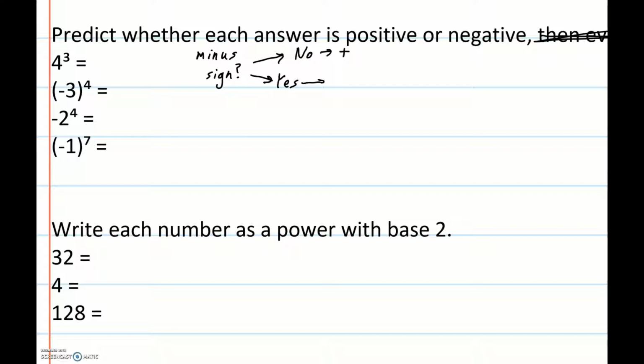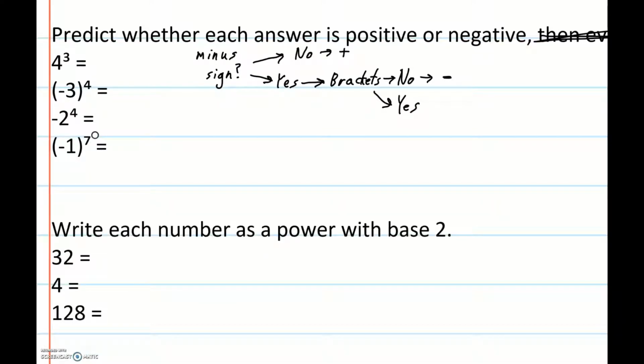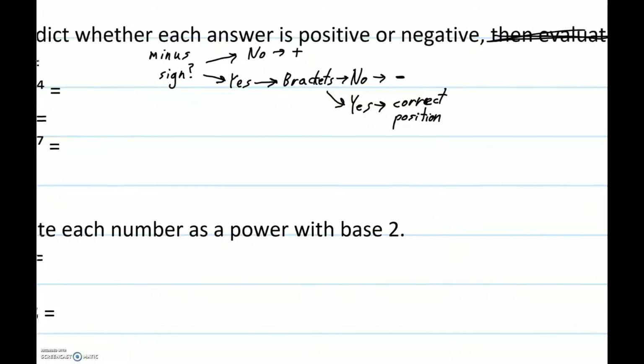Then you're going to ask yourself, are there brackets? If there are no brackets, easy peasy, your steps are done. No brackets means it is negative. No brackets and a minus sign means it's negative. Otherwise, there are brackets. Then you ask yourself, are they in the correct position? And I'm going to talk about that in a second. But are the brackets in the correct position?